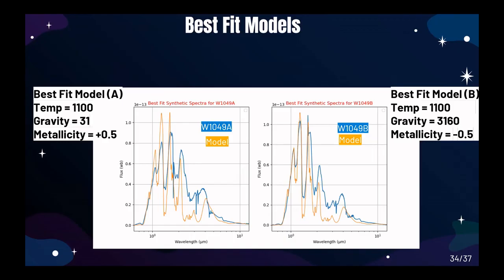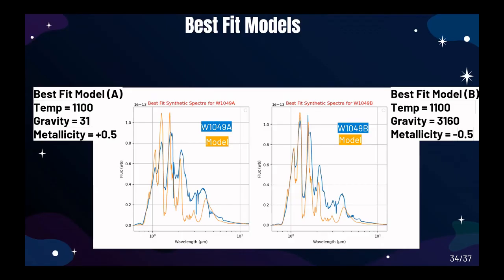Because they were formed in the same disk, they should have the same metallicity, which is essentially the elements that it's made out of. It should have around the same gravity, and it should accurately depict the temperature well. The best fit model says that for the A component, it should be around 1100 degrees. That's not true because we know that it's around 1300 degrees. So that needs a little bit of help.